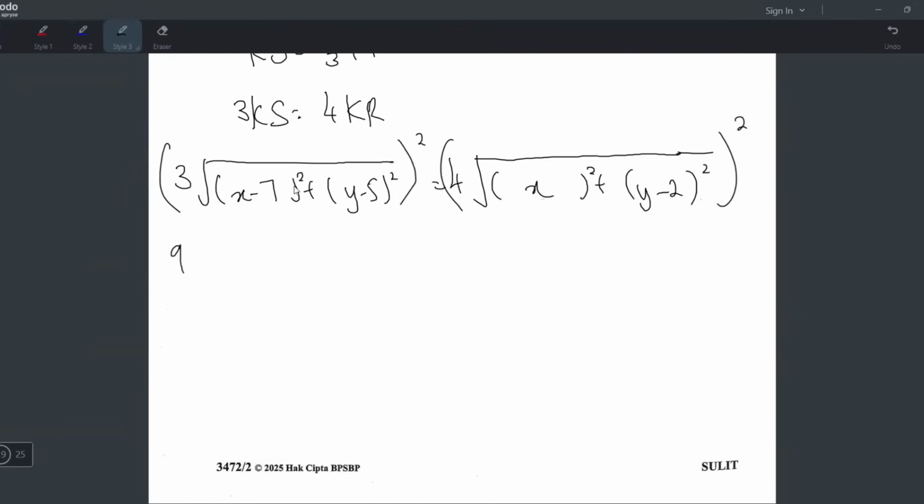So you are left with x minus 7 square. And when you expand this, you get x square. And then negative 7x times 2 is negative 14x. And then negative 7 square is plus 49. Next one, y square. And then you have to take negative 5y times 2, negative 10y.